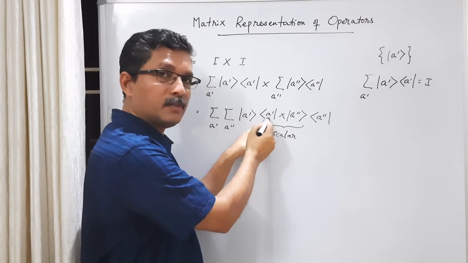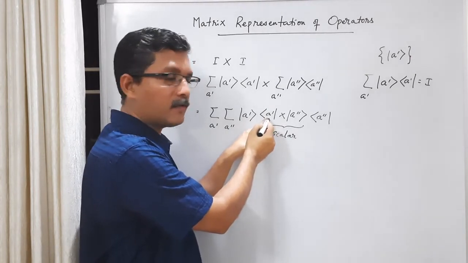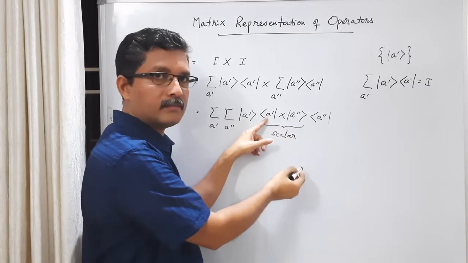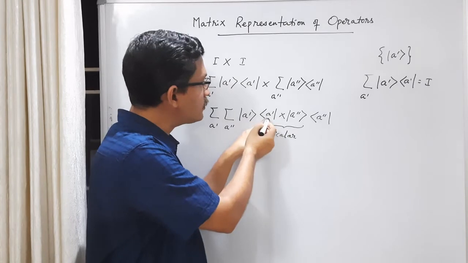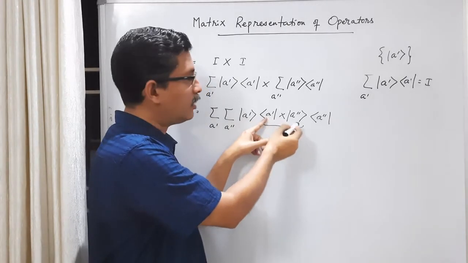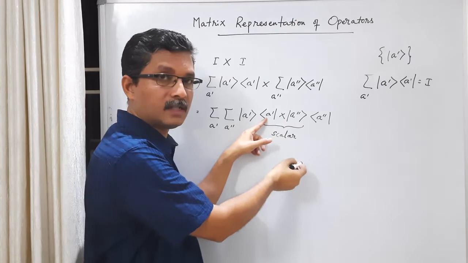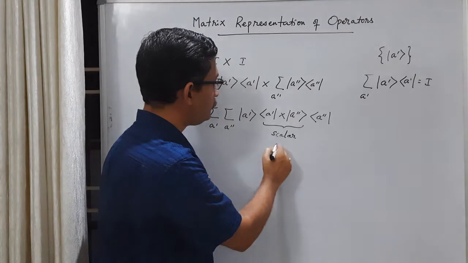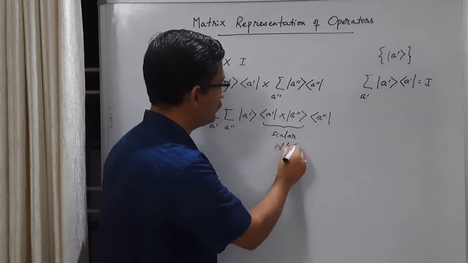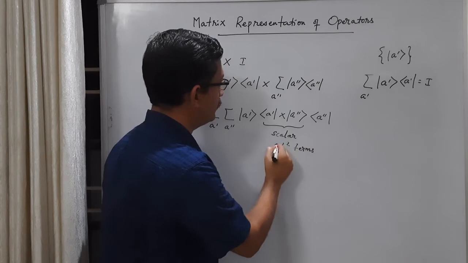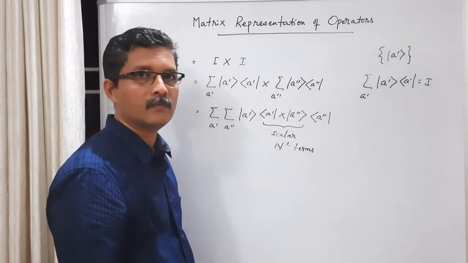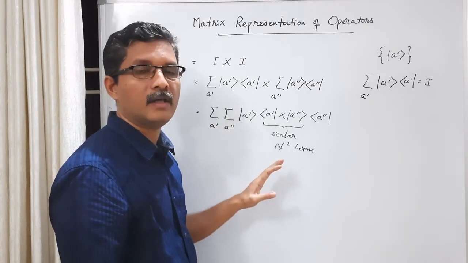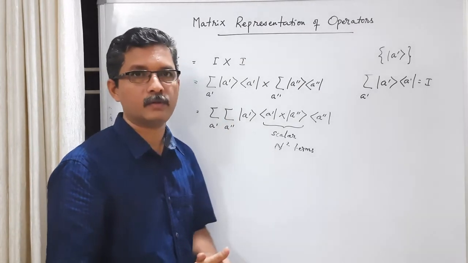Then you take the next base vector as the bra vector, bra vector 2. Here also the ket vector can vary from 1 to n, so there are again n terms. For each base vector on the bra side, you can have n base vectors on the ket side. So n into n, there will be n square terms here. Now I am going to write these n square terms as an n by n matrix.